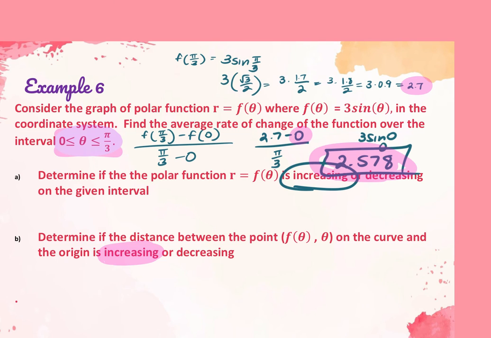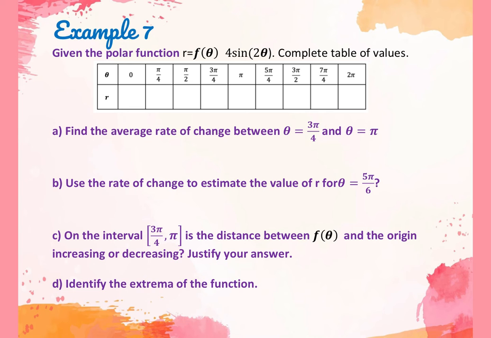Okay. And you could fall back on a sine curve that has an amplitude of 3. You would look between 0 and pi over 3, and your values would be increasing, which means that they would be moving further away. The origin is now your x-axis. Does that make sense? Okay.